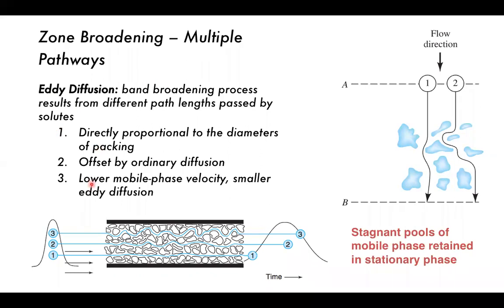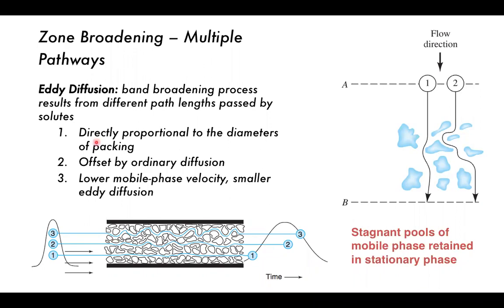So if we have 3 different particles, at the start they're all together. They haven't passed through the column yet, but each one of them takes different path lengths. One has a path where it passes through very easily and it gets there first because the path that it takes is very direct. And so it would have less of an eddy, a random path, the way that particles 2 and 3 would have.